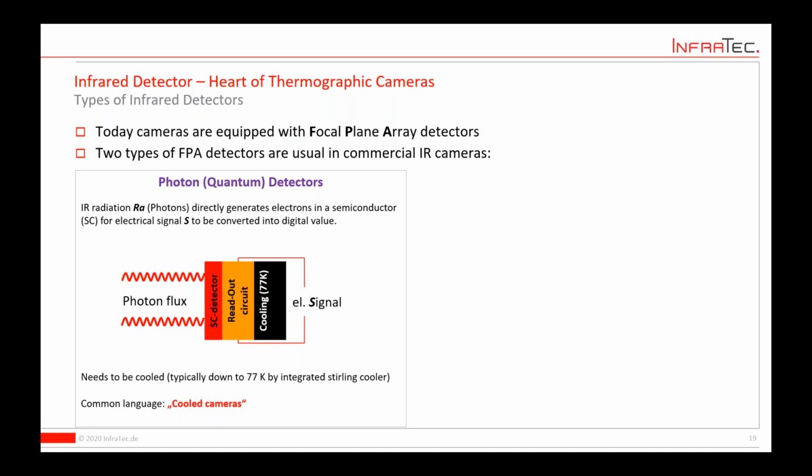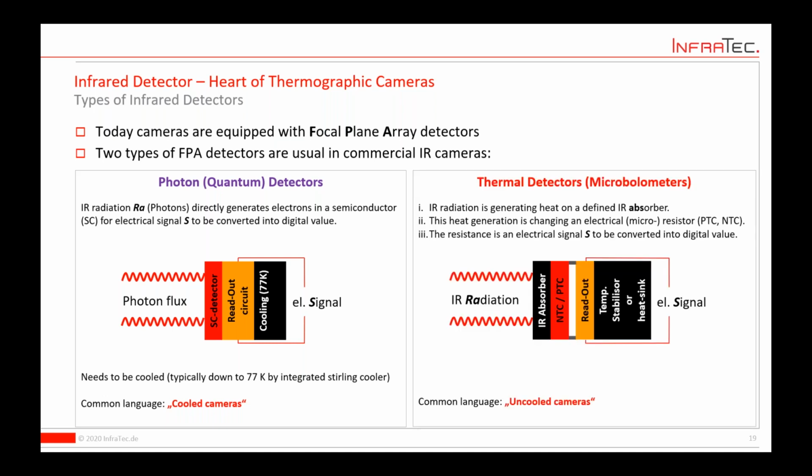They are so-called cooled cameras. They are based on photon detectors. These are detectors that need to be cooled, typically to 77 Kelvin, which is the temperature of liquid nitrogen. And then there are so-called thermal detectors or microbolometers. These detectors are not cooled simply because they have a different working principle.